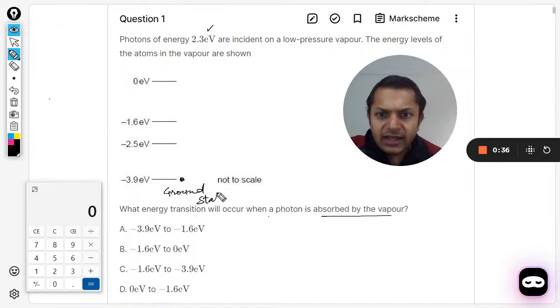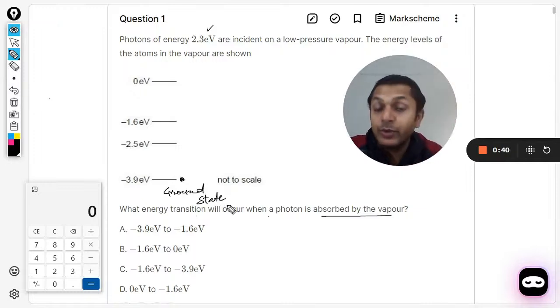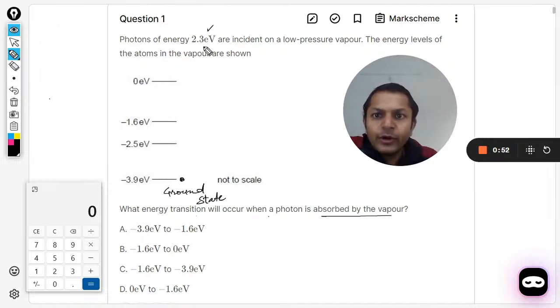Only then it will absorb the energy. If it is in the excited state, it is not going to absorb anymore. Once it has absorbed, it has to come down to absorb it again. So obviously it is at the ground state now. So energy is negative 3.9 and 2.3 is absorbed.